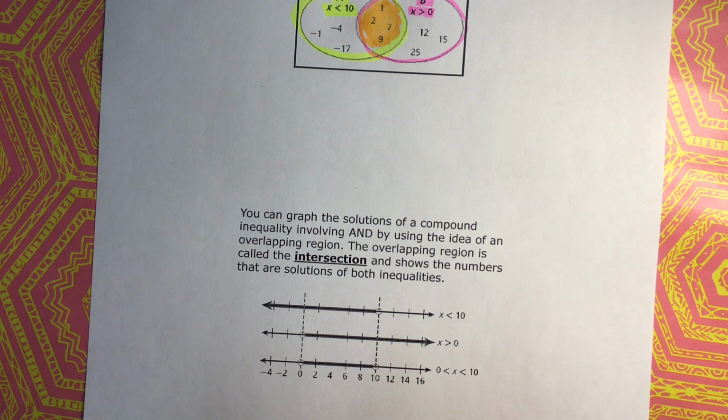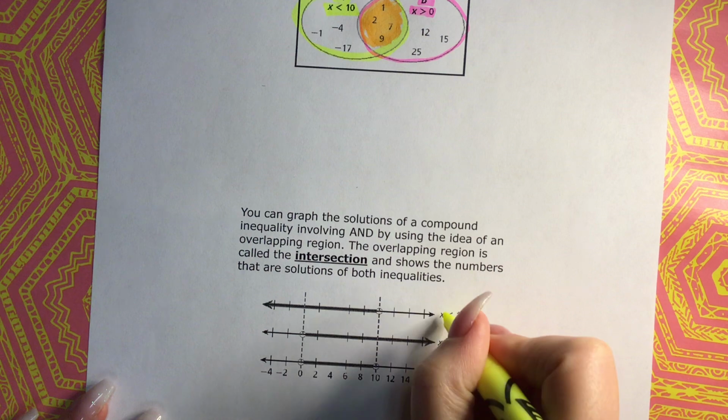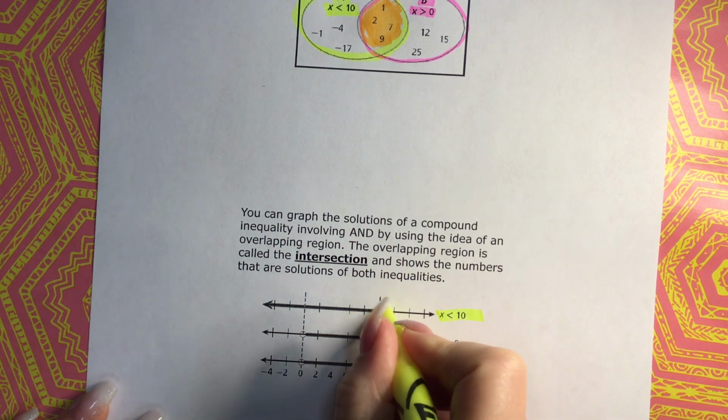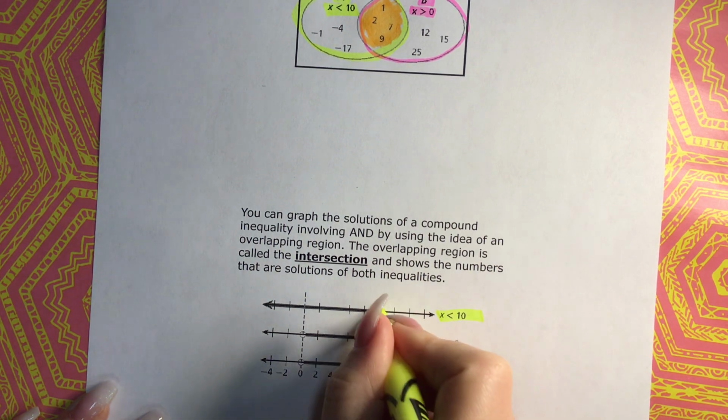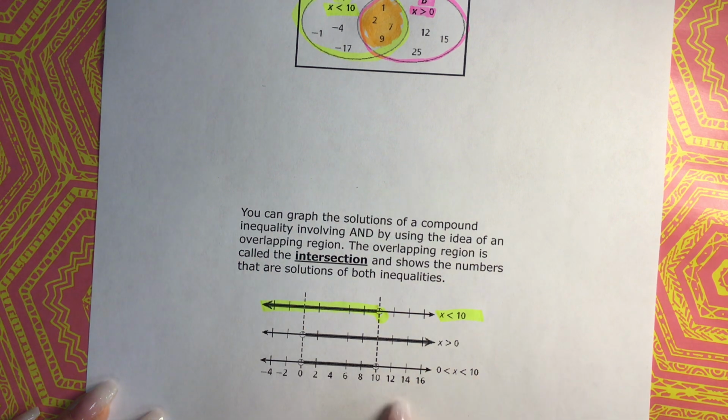So let's see here. X, what did we have? X is less than 10. So if we were to graph that, we'd have an open circle at 10, and then x is less, so it would represent all of these solutions. Do you see here's the number line down here?